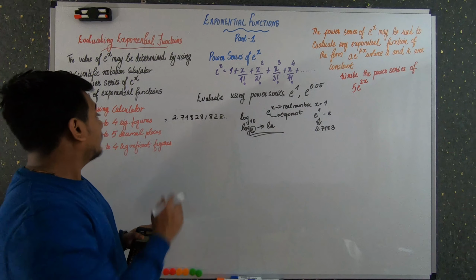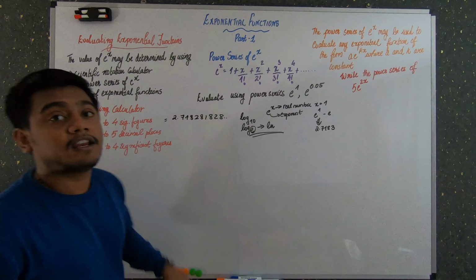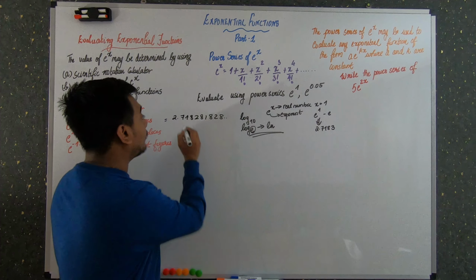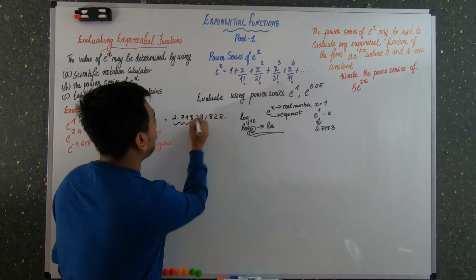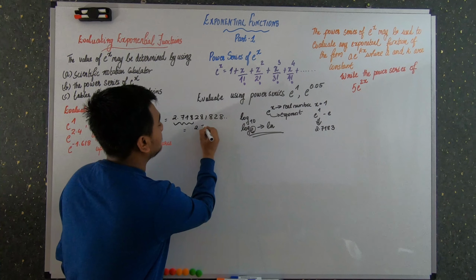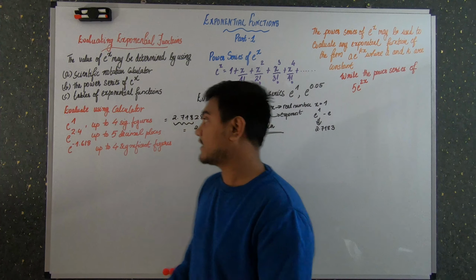Now let's solve these problems. Up to 4 significant figures is asked, so I'm going to find this up to 4 significant figures. It is 2.718. Yes, up to 4 significant figures I have found.